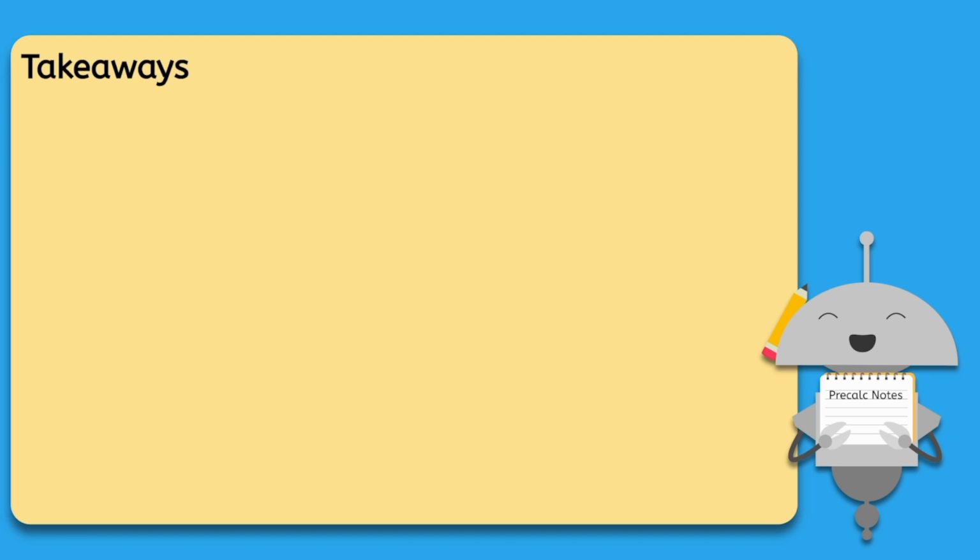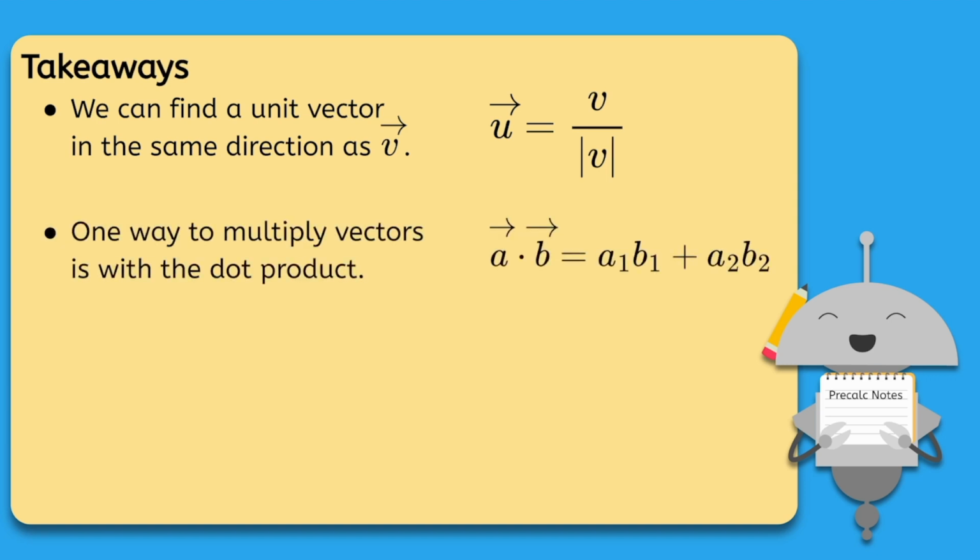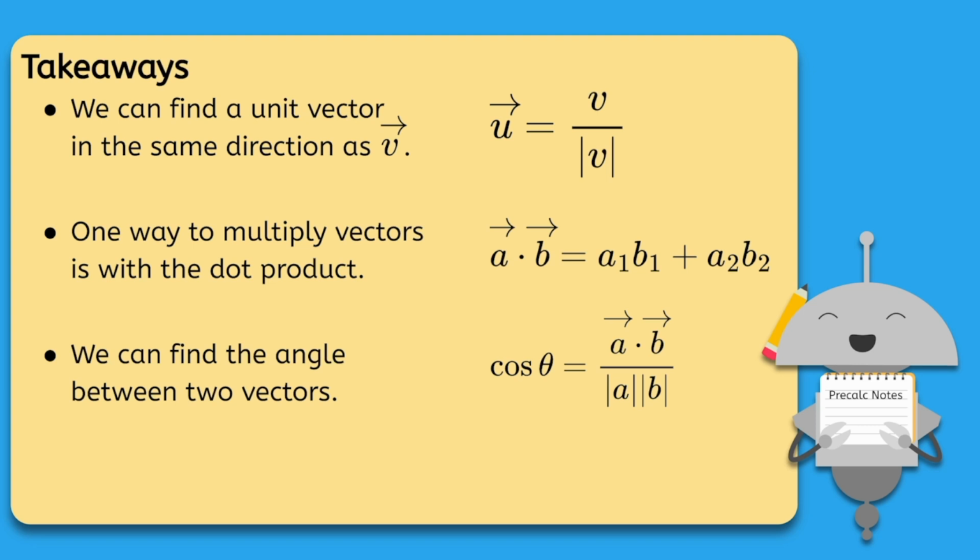Great work! Let's review our key takeaways and formulas from this lesson. First, to find a unit vector in the same direction as vector v, we can divide each component by the magnitude of v. Second, we learned that one way to multiply vectors is with a specific operation called the dot product. Finally, we used a formula derived from the law of cosines, which also involves the dot product, to find the angle between two vectors.